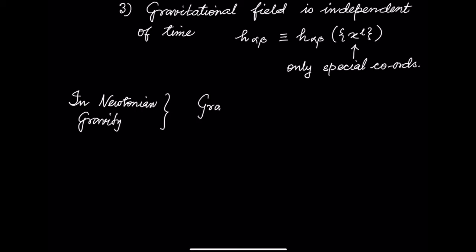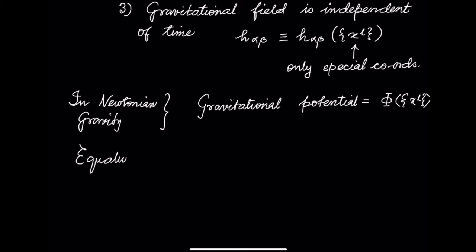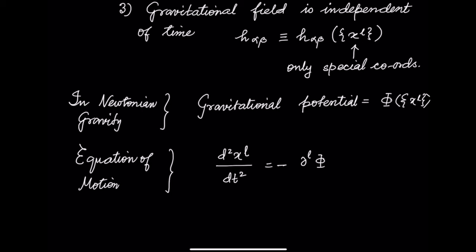the gravitational potential, if I write phi, and this is a function of the spatial coordinates only, then the equation of motion will be, let's see, the second derivative of the radius vector, d2xl, and this is minus del L phi. If you wish, you can write it this way.